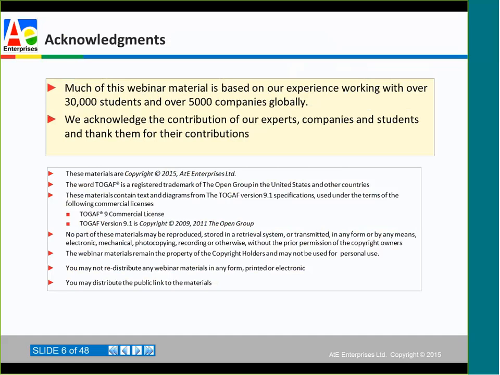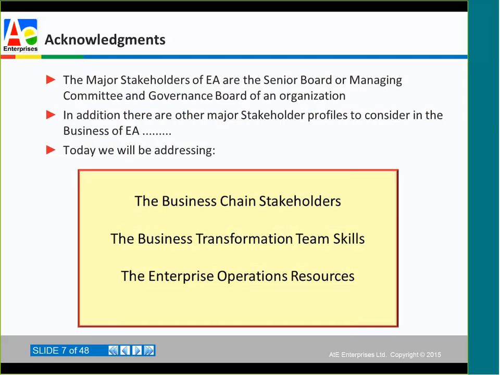Now, when you start to say how can you help the business, you have to understand what you mean by the business. The major stakeholders in the business are the senior board, the managing committee or governance boards of an organisation. They're critical. What we're doing is structuring the organisation capabilities that they have in order for them to be able to deliver their goals and objectives.